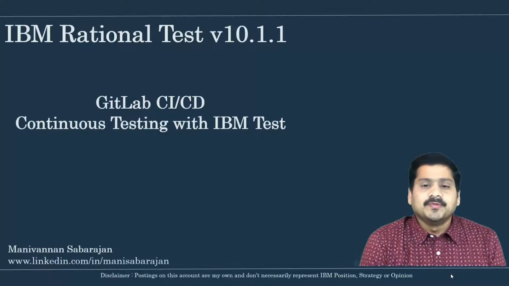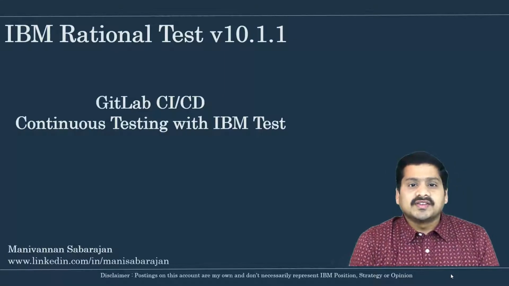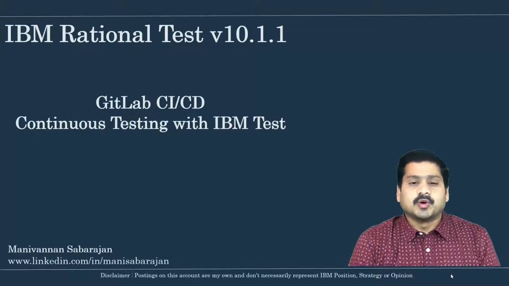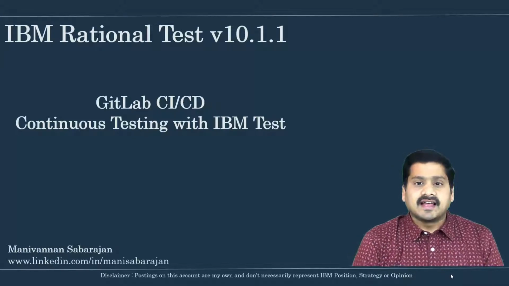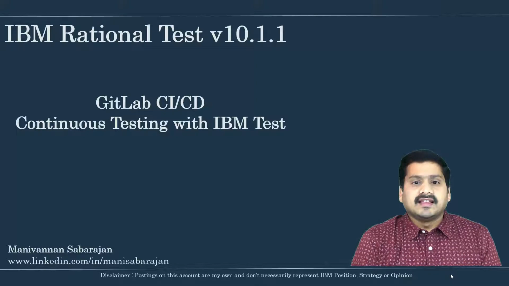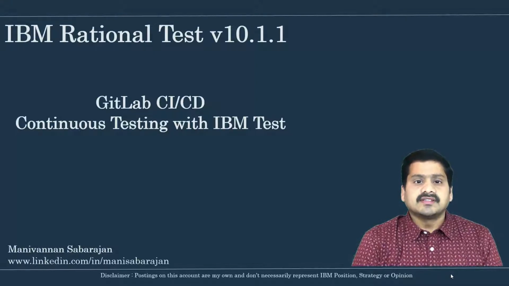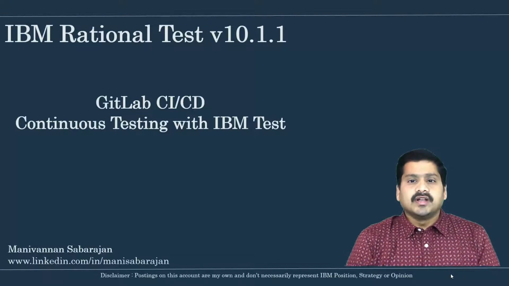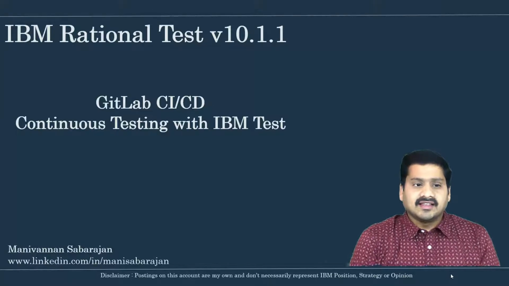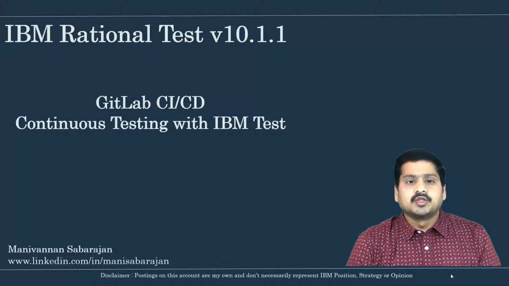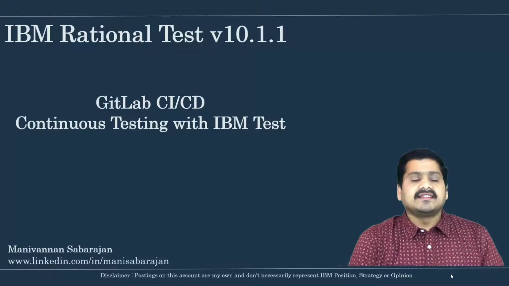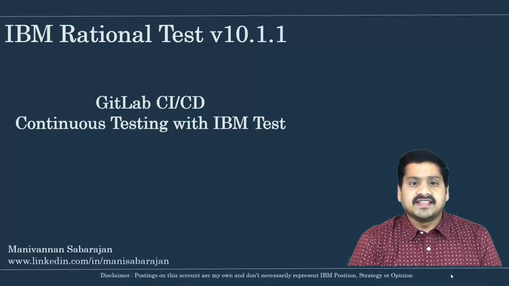Hello, in this video, I'm going to take you through the continuous testing capability of Rational Test Workbench in the context of GitLab CI/CD. In the GitLab continuous integration process, a developer shares the new code in a merge request that triggers a pipeline to build, test, and validate the new code prior to merging the changes within that repository.